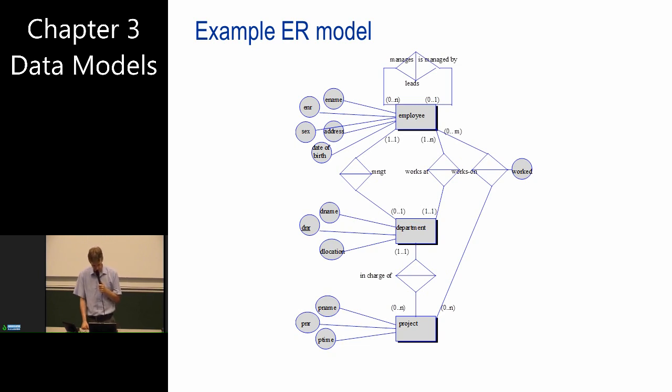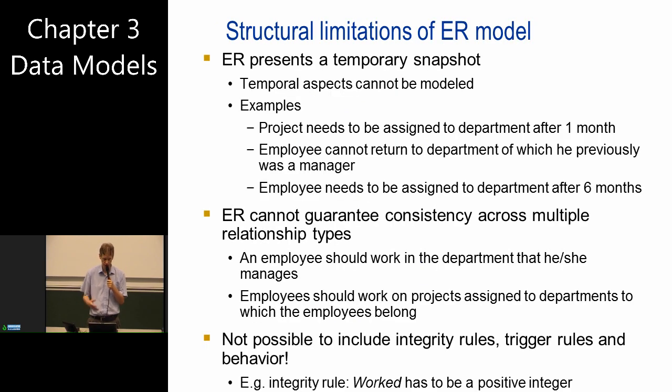It's also not possible to include integrity rules, trigger rules, and/or behavior, right? An integrity rule could be like, worked should be a positive integer. Maybe you want to specify a domain for date of birth, or maybe you want to specify a domain for address that has street name, street number, zip code, city, and country. All of that cannot be added to the model. So all of that needs to be appropriately documented if you want to use this model in a real-life environment, and if you want to start developing database applications with this model.